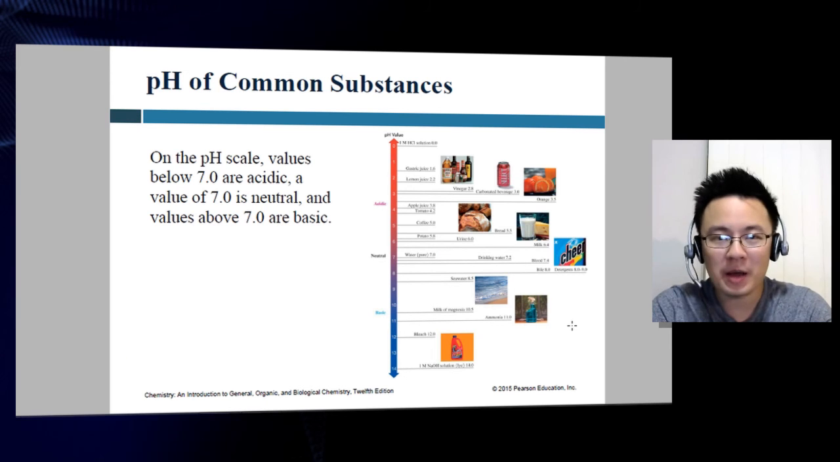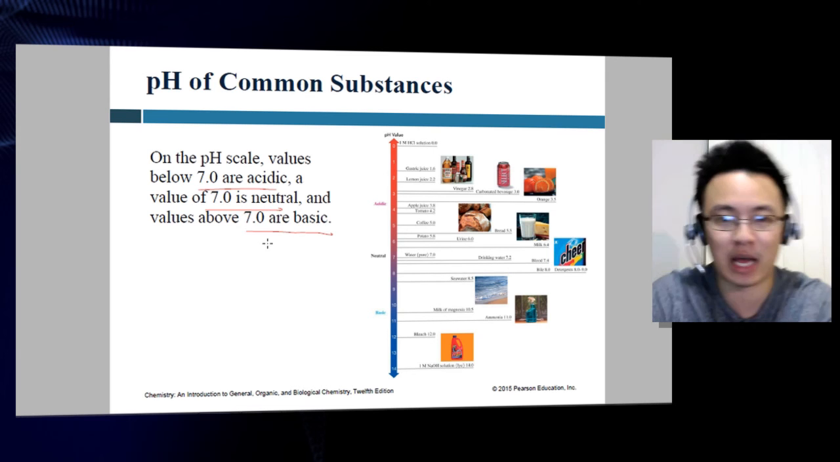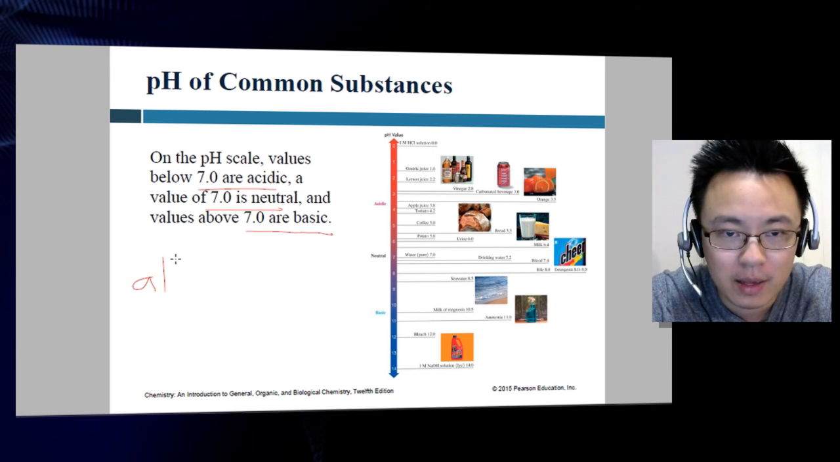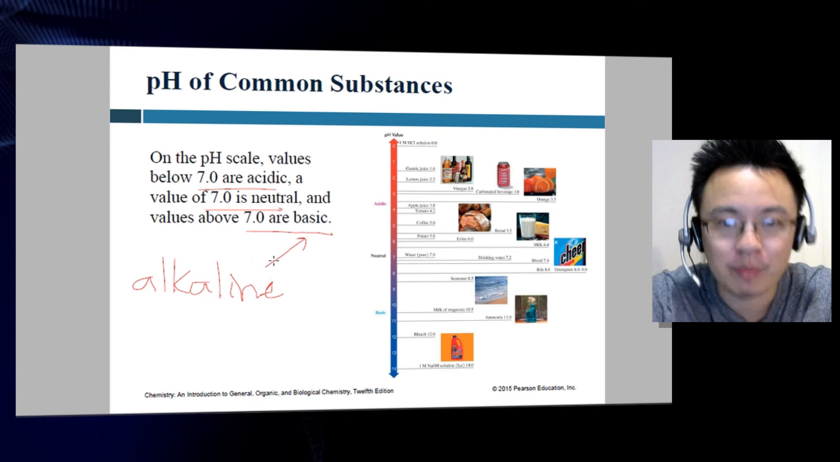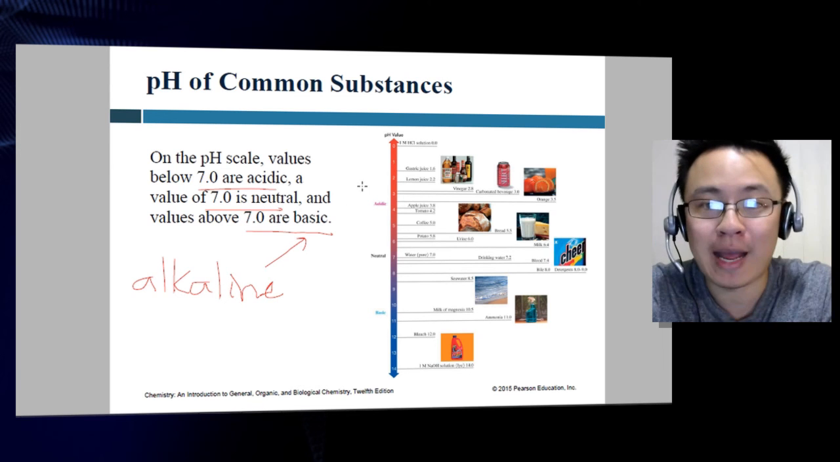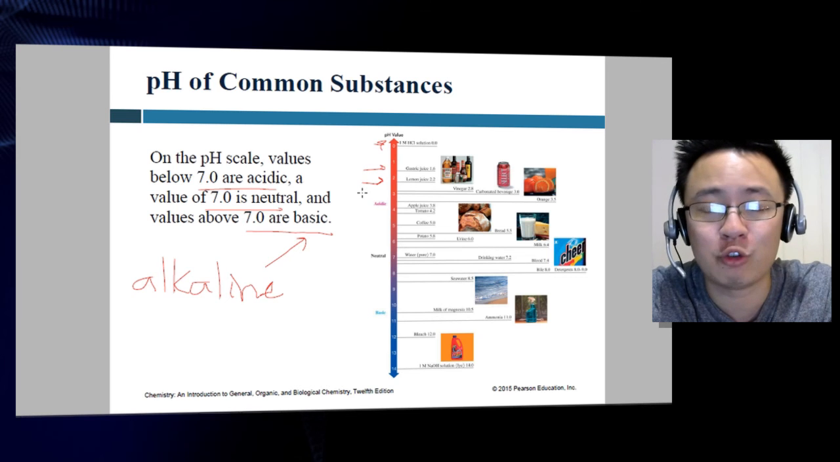So here are some pH values of some common household substances. On the pH scale, values below 7.0 are acidic. Once again, 7.0 is neutral, and above 7.0 are considered alkaline or basic. For example, hydrochloric acid right over there is around a pH of 0. We definitely have gastric juices at 1.6, and lemon juice at 2.2. Lemon juice is at 2.2, guys.